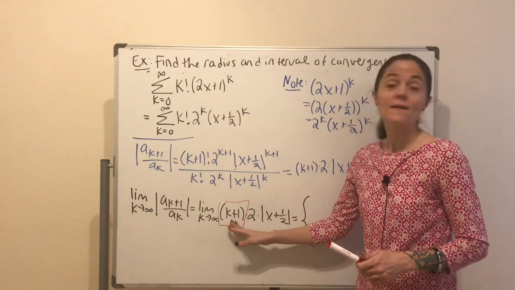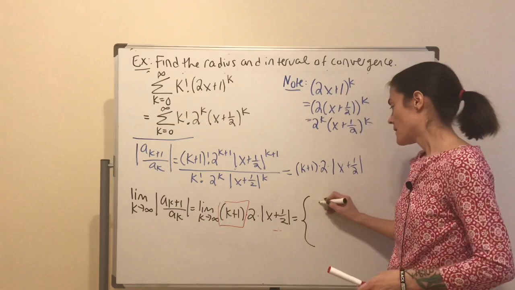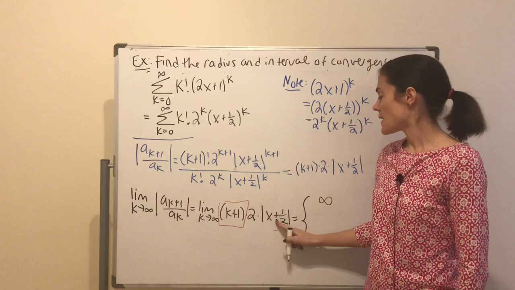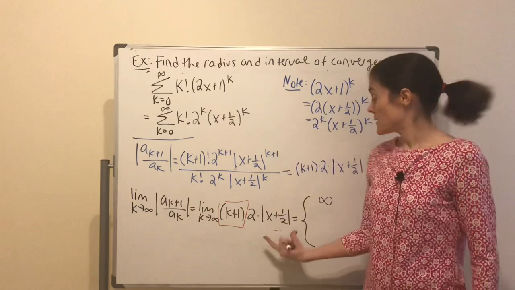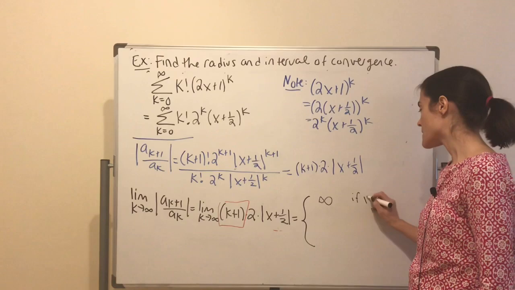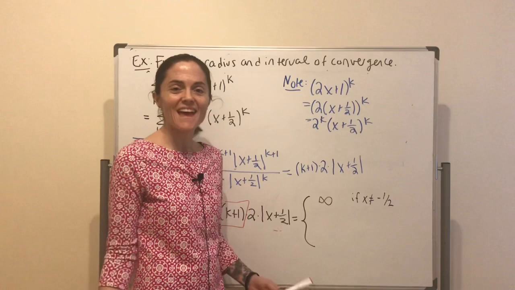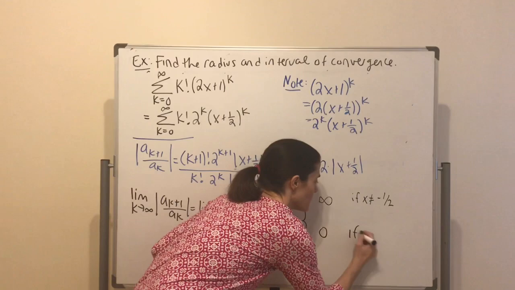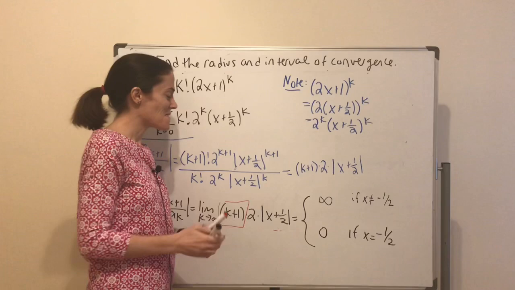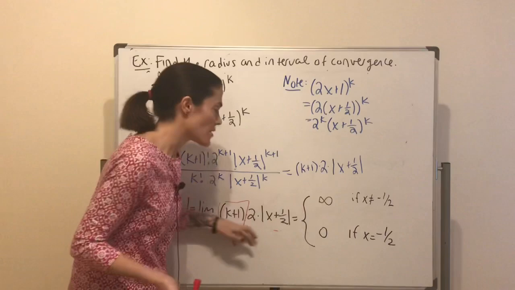So, that's not the only answer though, because here, this is going to infinity, provided this part is not zero. So this is if X is not equal to negative 1 half. Because if you're negative a half, this is zero. And then K plus 1 times zero is zero for all K, okay? And that's the other thing, is that this is zero if X is negative 1 half, okay? Because as I was just saying, if X is negative a half, this whole thing is zero for every single K. Then you take a limit of zero, zero.